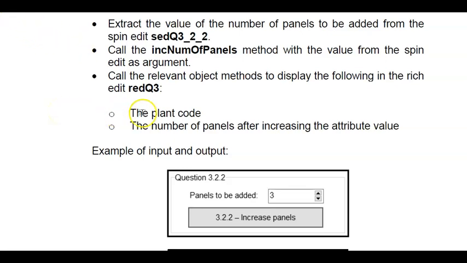They now even give us some further hints here that we have to display the plant code and the number of panels after the increase in the rich edit. So they've been very kind to us. Remember, for the plant code and the number of panels, right at the beginning I said take note of the accessor methods that they provide. They gave you accessor methods for this, and there would be specific marks allocated for using them. So press pause and try question 3.2.2. I'll show you the example of output just now.